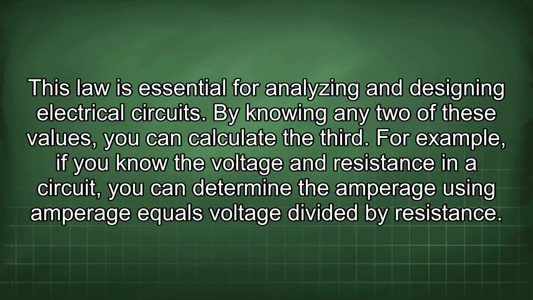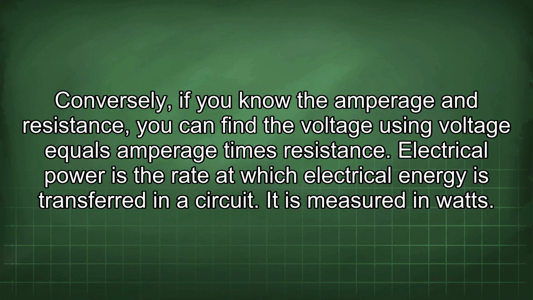For example, if you know the voltage and resistance in a circuit, you can determine the amperage using amperage equals voltage divided by resistance. Conversely, if you know the amperage and resistance, you can find the voltage using voltage equals amperage times resistance. Electrical power is the rate at which electrical energy is transferred in a circuit.